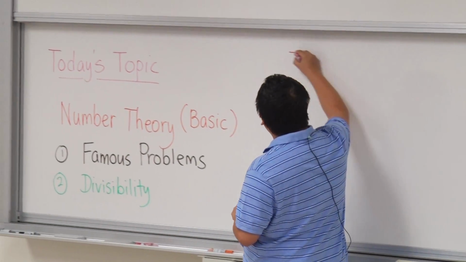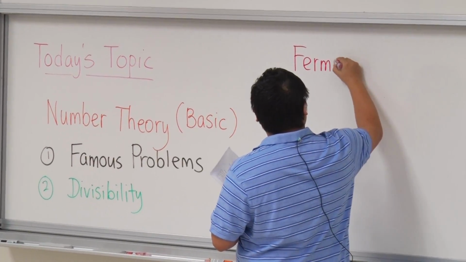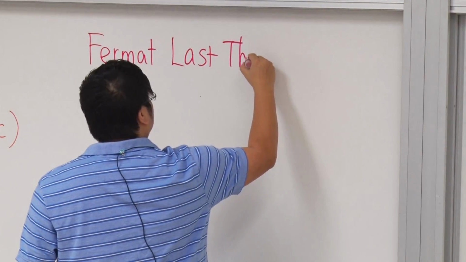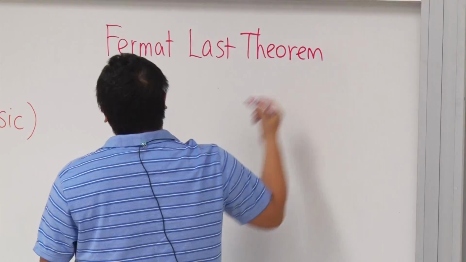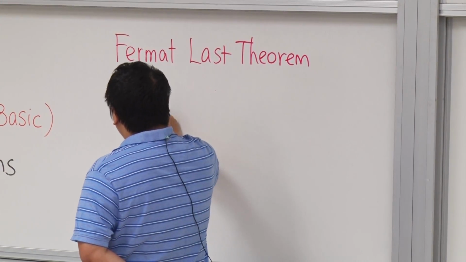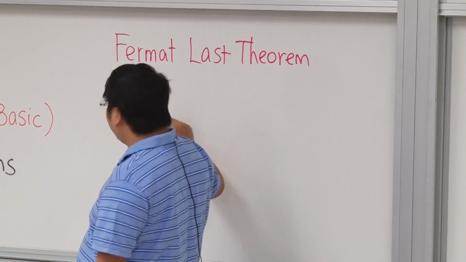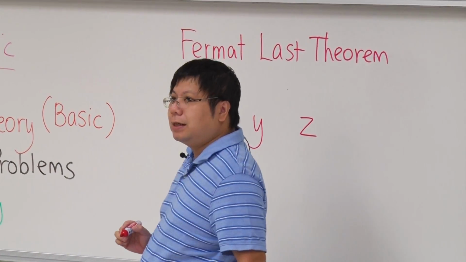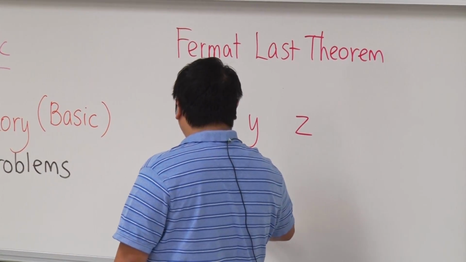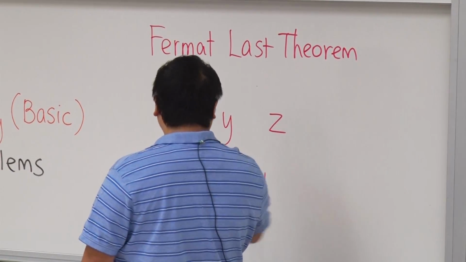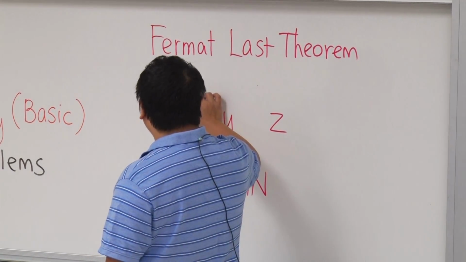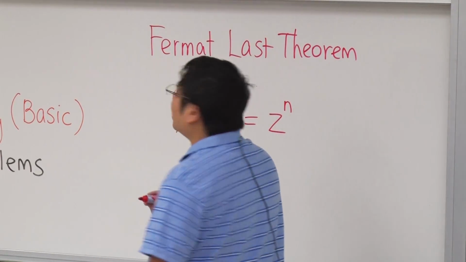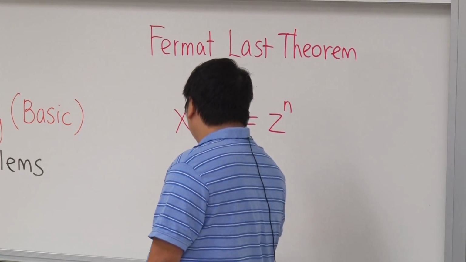Okay, so let's talk about a couple of famous problems. The first one is called Fermat's last theorem. Fermat's last theorem says, do we have some positive integer x, positive integer y, and positive integer z? So x, y, z are natural numbers, positive integers, such that x to the power n plus y to the power n is equal to z to the power n. Okay, so n is also an integer.